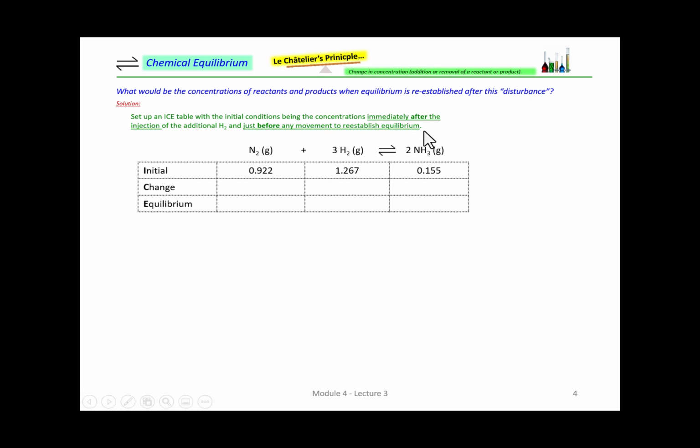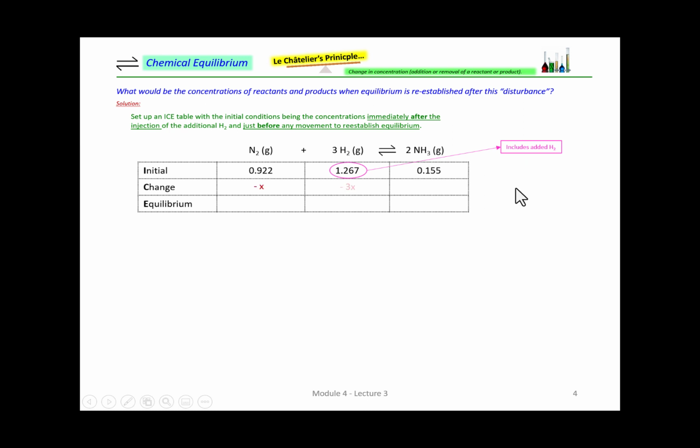So we kind of freeze things in time, and we say right after the injection of hydrogen, the concentration of nitrogen is still 0.922, hydrogen went up to 1.267, ammonia still at 0.155. So we freeze it in time at that point and say that's our starting point. Now remember, the 1.267, of course, includes the added hydrogen.